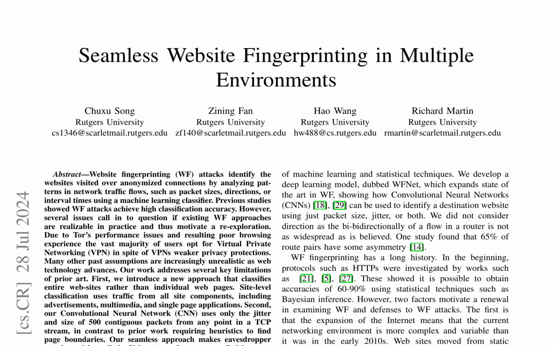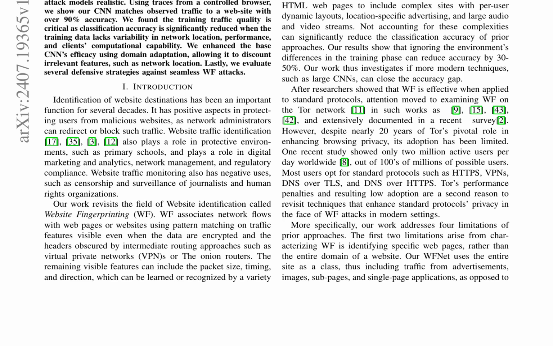The proposed method, WF-Net, addresses these limitations by classifying entire websites, using a convolutional neural network, CNN, that operates on jitter and packet size features from any point in a TCP stream. WF-Net is trained on traffic data collected from various network environments, including cloud data centers, universities, and home networks.